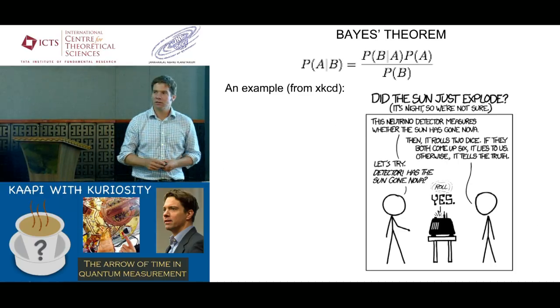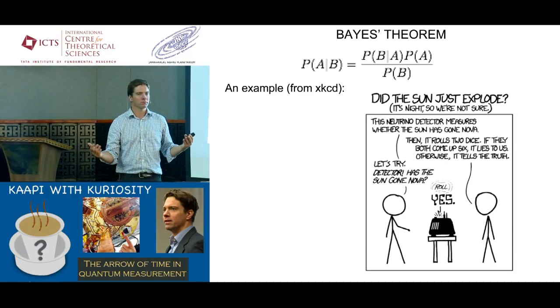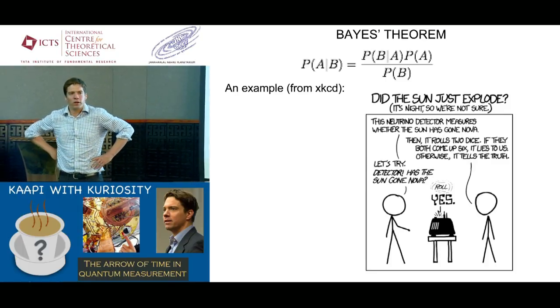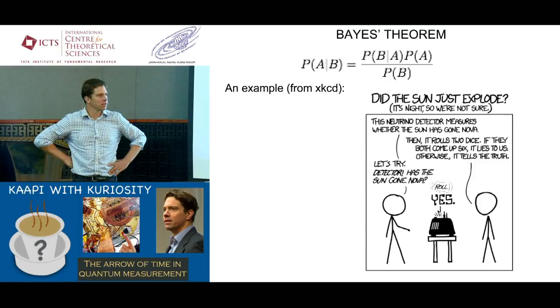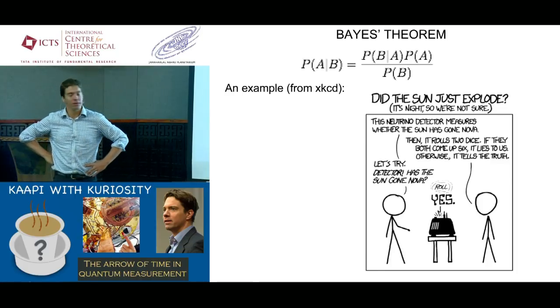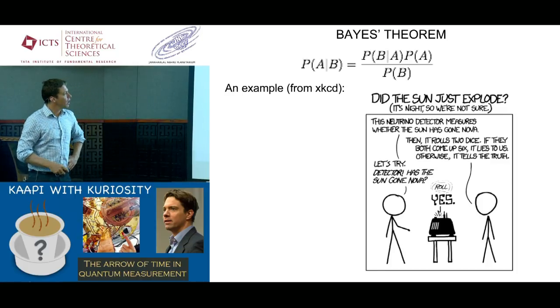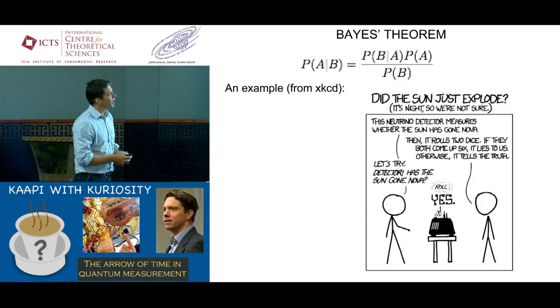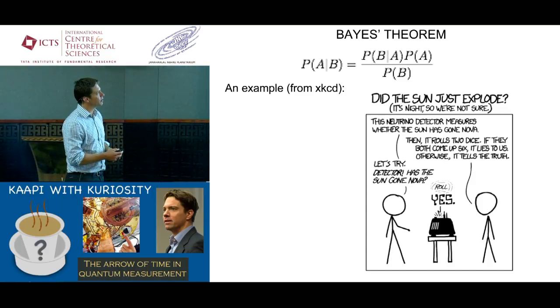Let's imagine that it's nighttime, okay? And we're in this room, and we're wondering whether or not the sun has suddenly undergone a supernova. It's not something we normally worry about, but you could think about worrying about it. And so we want to know whether or not it's undergone a supernova, okay? And we happen to have a neutrino detector.